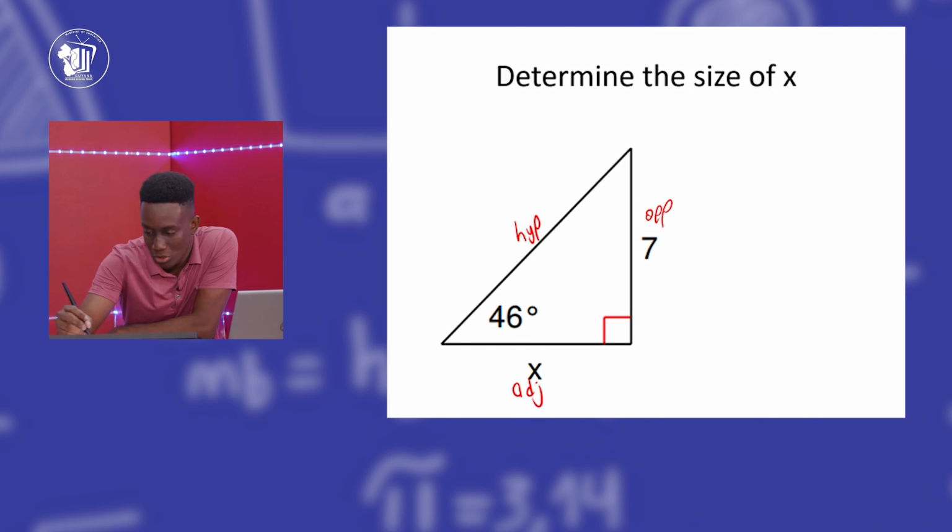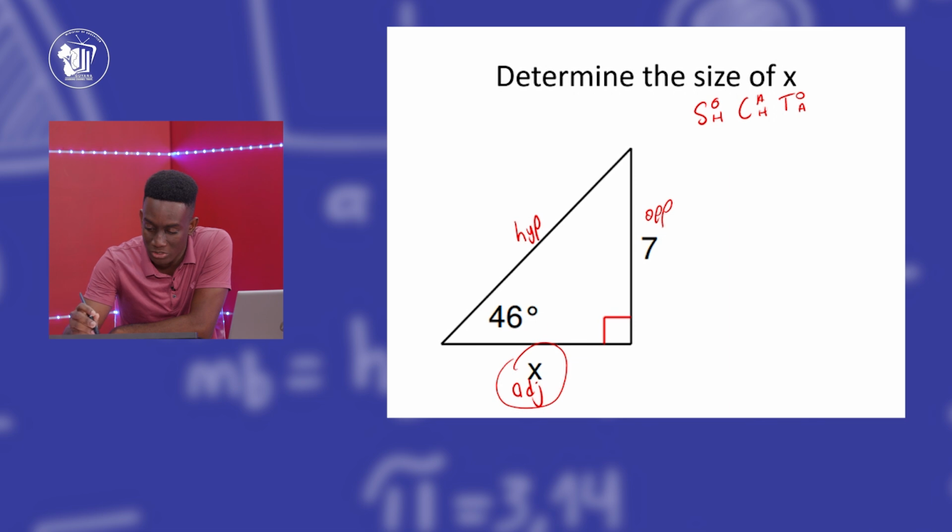So once again, let's put down the ratios. Some old horses can always hear their owners approach. So once again, we are given the opposite and we want to find the adjacent. So we are given a combination of those two, and the ratio that we'll use will be tan. So this will be tan again. Tan theta is equal to the opposite over the adjacent.